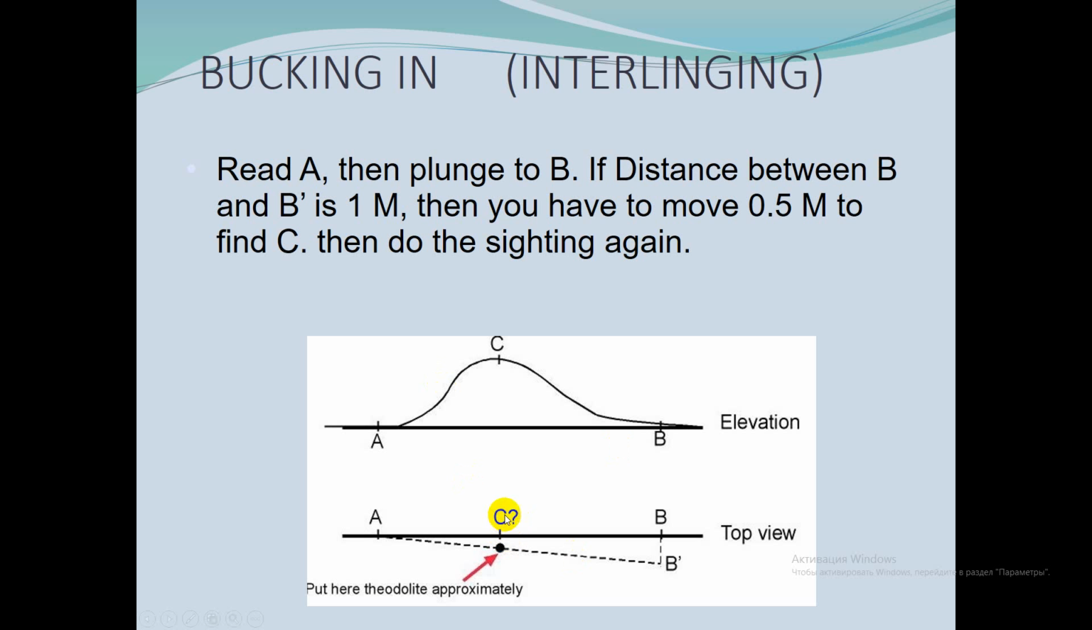This is the elevation and top view, yes? So read A, then plunge to B. If the distance between B and B1 is 1 meter, then you have to move 0.5 meter to find C, then do the sighting again.